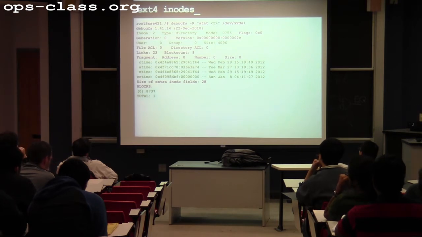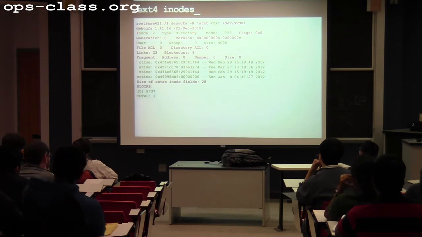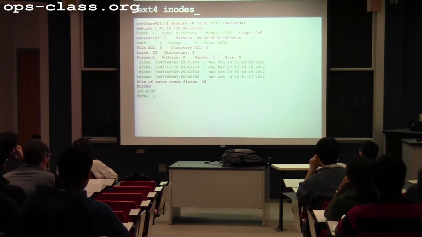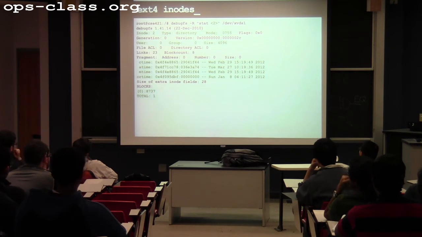So what does this tell us? It tells us the inode number, which is good. That's the one we asked for. This inode is a directory, which is also good because this is root. This is the root of the file system. It tells us the mode, some flags. I have no idea what these generation or version numbers are.